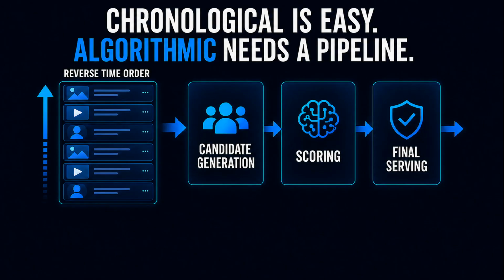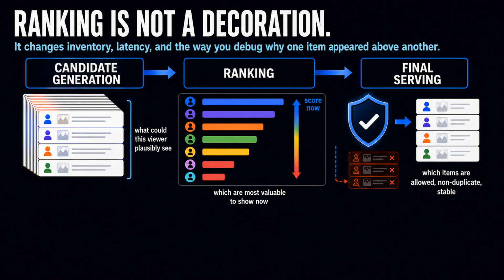Ranking changes the design again. A chronological feed can store post IDs in reverse time order and be done. An algorithmic feed needs candidate generation, scoring, and final serving as 3 distinct steps. Candidate generation asks, what could this viewer plausibly see? Ranking asks, which of those are most valuable to show now? Final serving asks, which items are allowed, non-duplicate, and stable enough to put on this page?